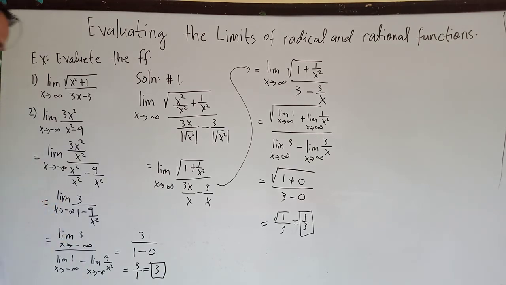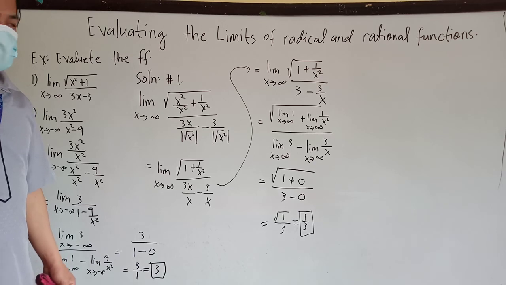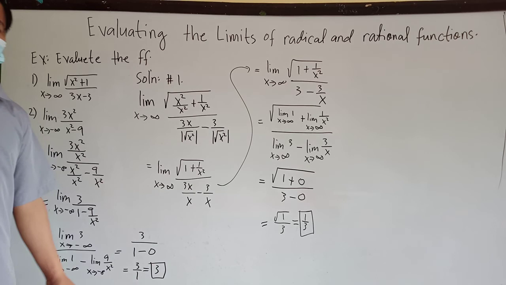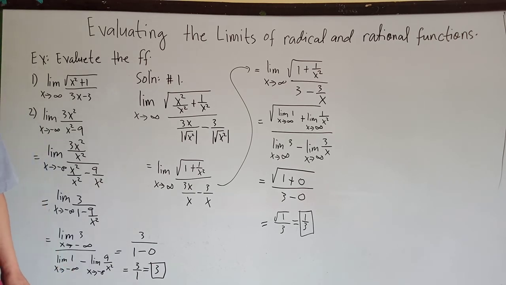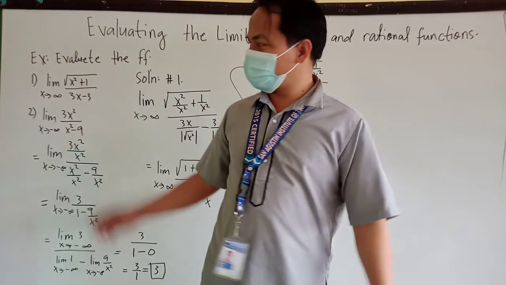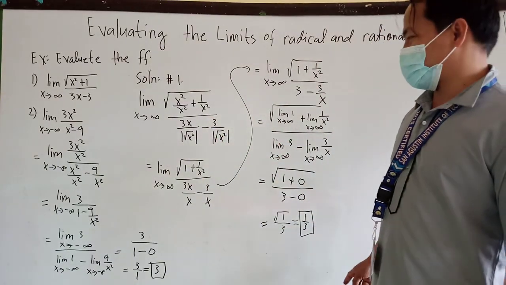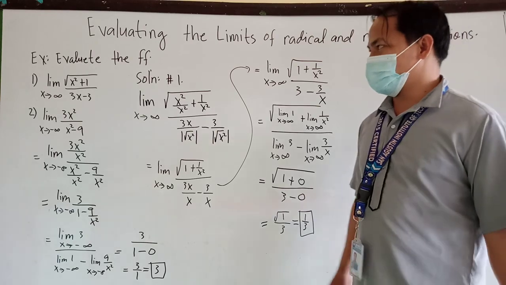So this is how we evaluate limits, particularly of radical and rational functions that involve infinity. The first thing to do is divide each term by the highest exponent. Then, after simplifying, we can apply the limit laws. I hope you understand this, so that you could answer some of your assignments, which are similar to the given examples.